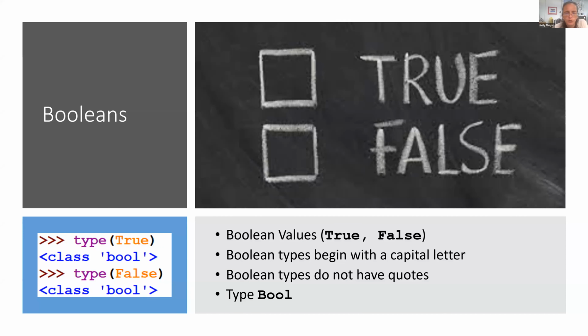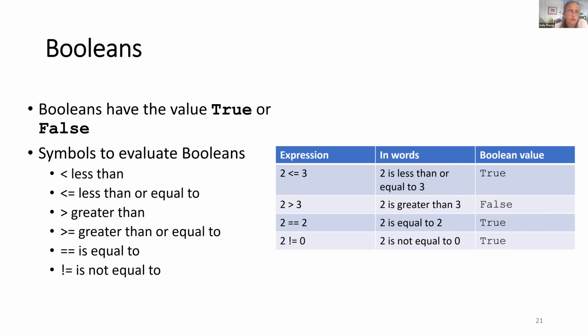Next, we'll talk about the Booleans. The Booleans have values of true and false. The Boolean values begin with a capital letter, and they do not have quotes on them. They are of type bool. Booleans have the true or false value.